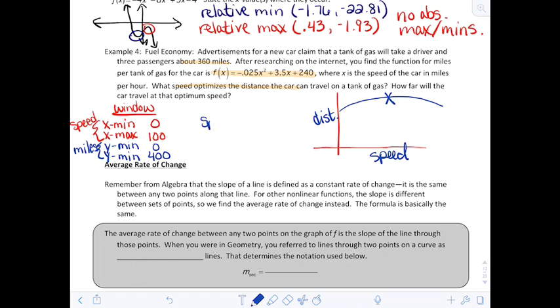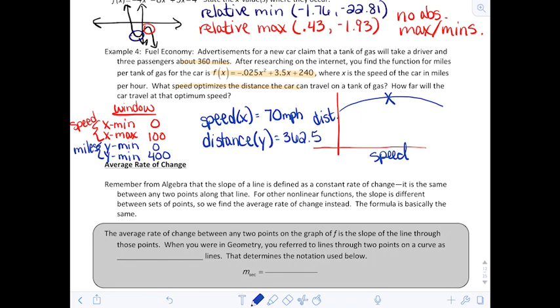And when we go and find that optimal speed, again, go into second, calculate. You want to do the maximum, and then you want to do the left bound, the right bound, and estimate, or not estimate, sorry, that's going to give you an exact. Your optimal speed, it will give you as 70. So 70 miles an hour, that's the best speed to get the most amount of mileage out of that tank of gas. And if you look at the distance then, the distance that you would get would be your y value, or your f of x, and that value is 362.5.